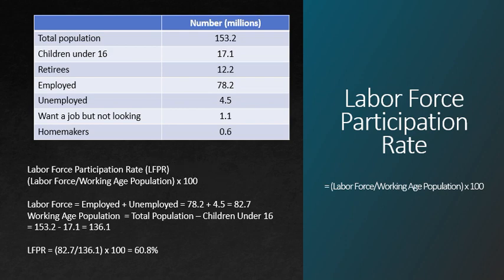Now, we've already calculated the labor force, the employed plus the unemployed. That was 82.7. And remember, the working age population was the total population minus those children under 16. Okay, so the 153.2 minus 17.1 was 136.1. So if we take the 82.7, that labor force, divide that by the working age population, multiply that by 100 to make it a percentage, this is going to give us 60.8%. So 60.8% of those over 16 that are not institutionalized are in the labor force. They're either considered employed or unemployed.